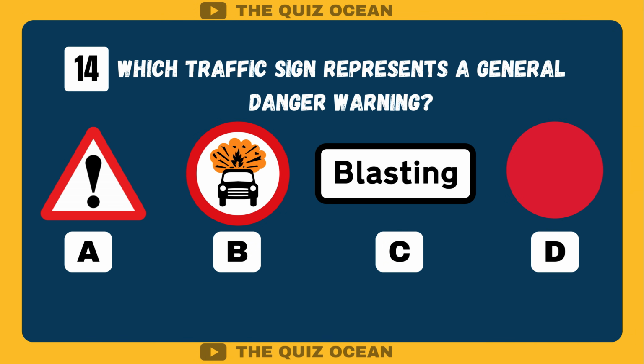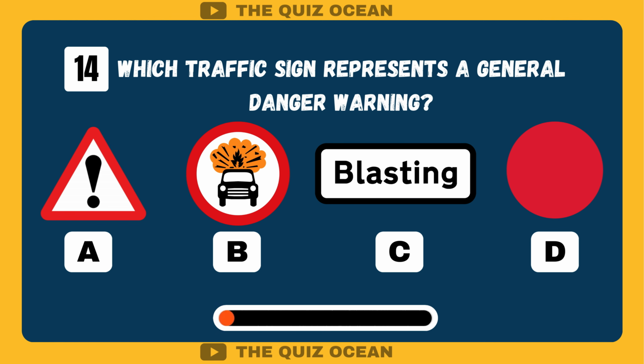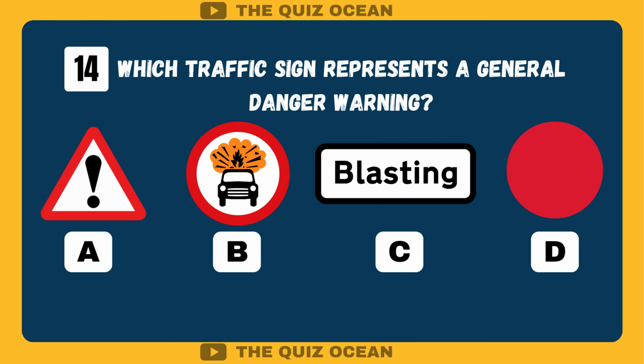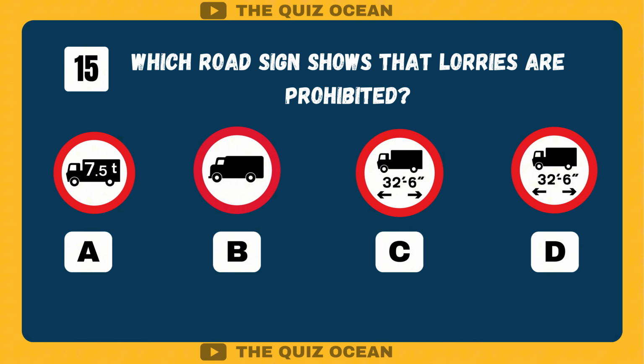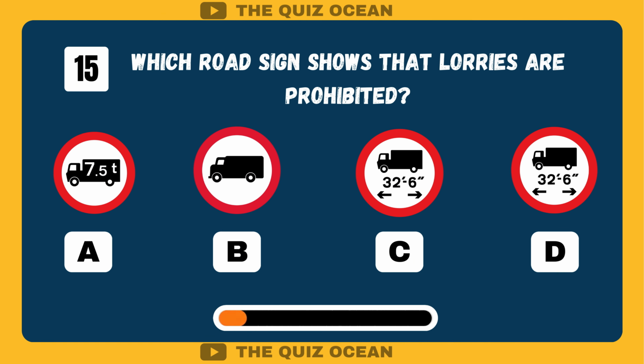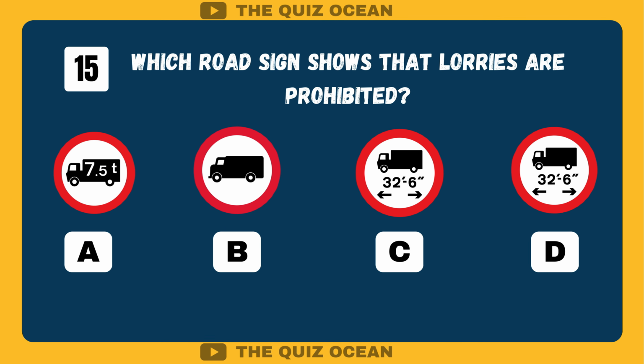Question 14. Which traffic sign represents a general danger warning? The answer is A. Question 15. Which road sign shows that lorries are prohibited? The answer is B.